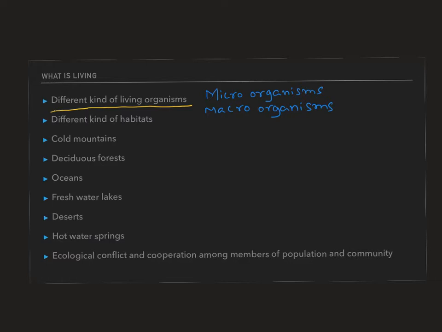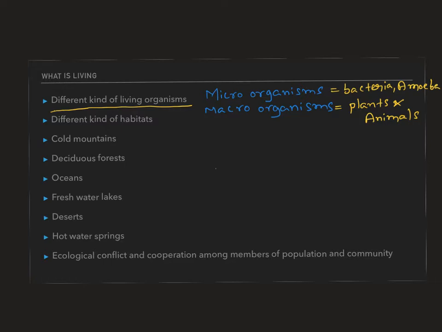Here, what are examples of microorganisms? Bacteria, amoeba, these are all microorganisms. What are examples of macroorganisms? They are plants and animals. They are multicellular plants and animals.